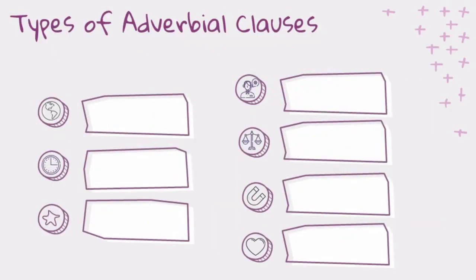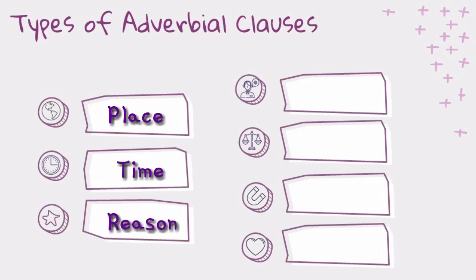There are 7 types of adverbial clauses that you have to know. First is adverbial clauses of place, which give you information about location. The second is adverbial clauses of time, which tell us when something happens. Third is adverbial clauses of reason, which give us information about why something happens. The fourth is adverbial clauses of condition, which tell us the condition or in what situation something might happen.